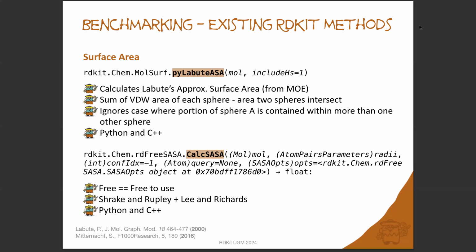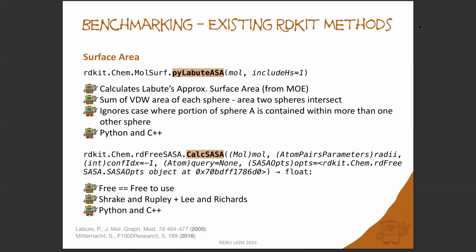So to look at how well this might compare to what's already in RDKit, we looked at the two surface area and one volume methods that were already available in RDKit. The first is Paul Labute's approximate surface area, which takes the sum of the van der Waals area of each sphere in the molecule minus the bit where two of the spheres overlap. It is an approximation because it only looks at cases where two atoms overlap. It doesn't take into account any cases where an atom has overlap with more than one neighboring atom. It is available in both Python and C++.